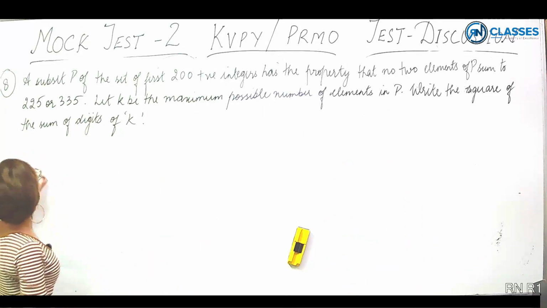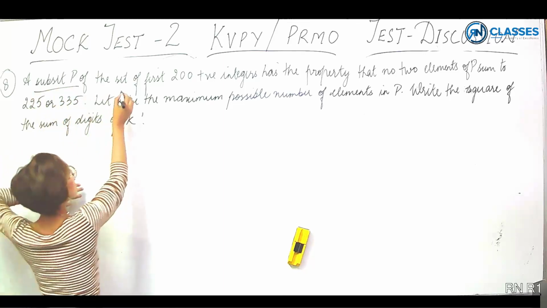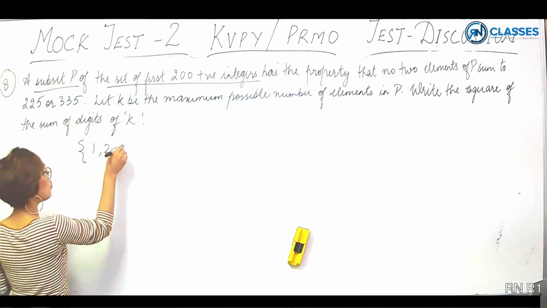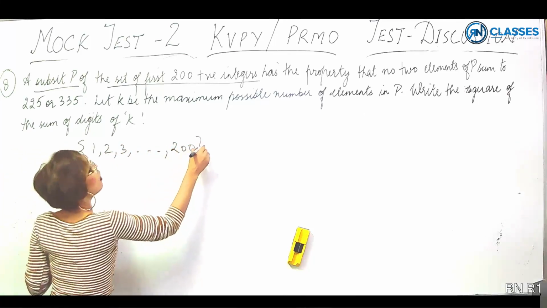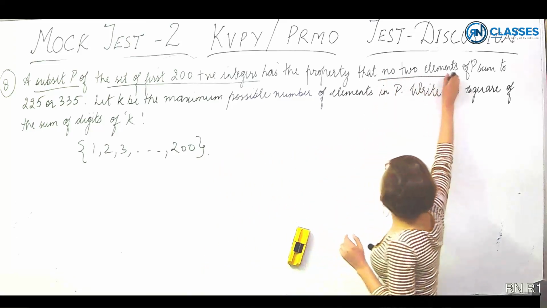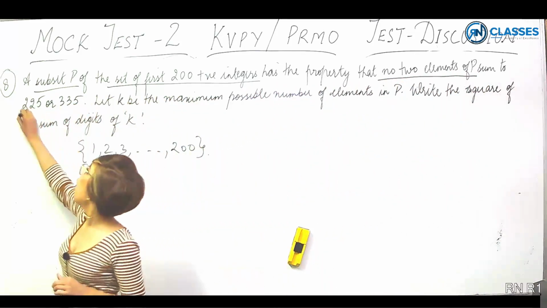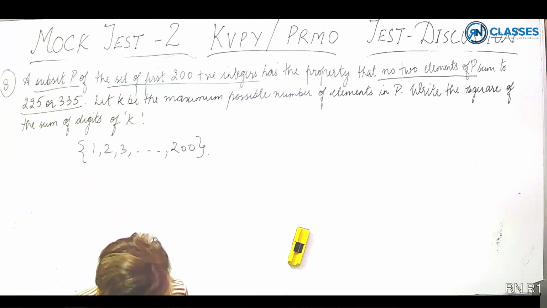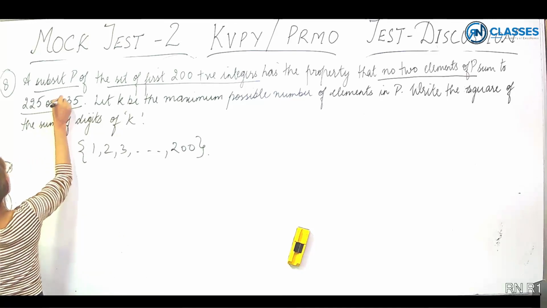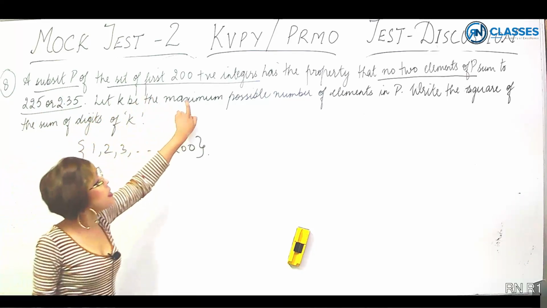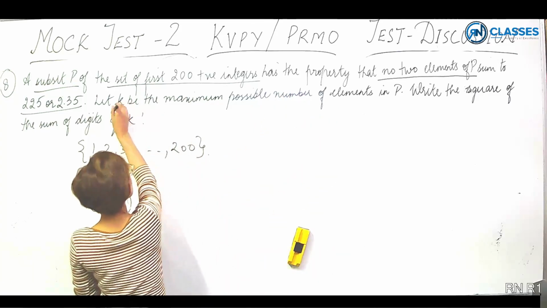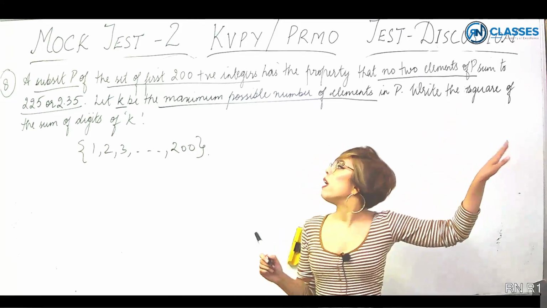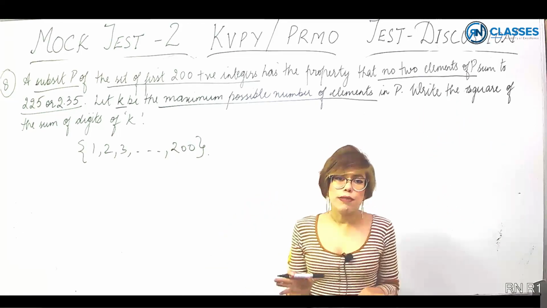Alright, so the next one. A subset P of the set of first 200 positive integers. So that means I need to consider the integers 1, 2, 3, so on till 200, has the property that no two elements of P sum to 225 or 235. Yeah, 235. Alright, let K be the maximum possible number of elements in P. Then write the square of the sum of digits of K. Basically, I need to find the value of K.